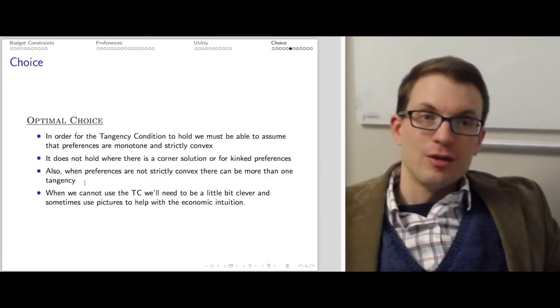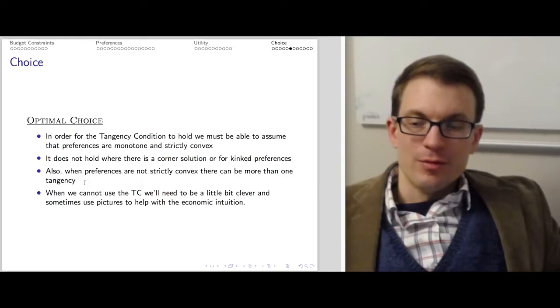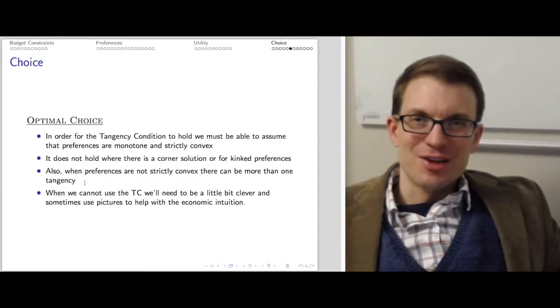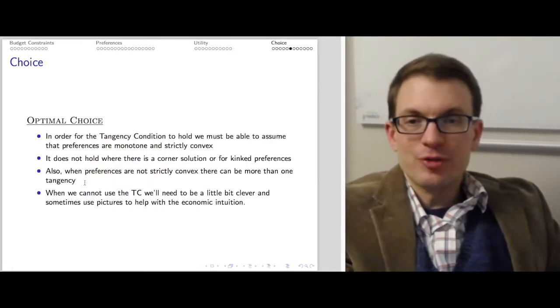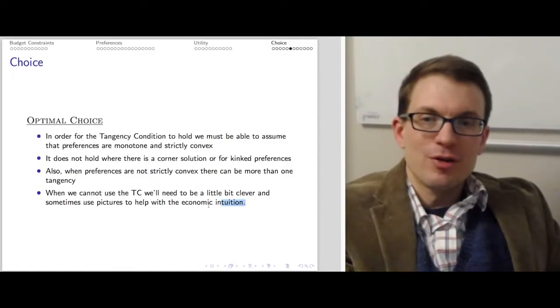In the case of perfect substitutes, the indifference curves are perfectly straight lines. What if that line is coincident with the budget line? What if it lies right on top of it? Well, in that case, everything along the budget line would be optimal. So when we cannot use the tangency condition, we have to be a little bit clever and sometimes use pictures to help with the economic intuition. That's why I show these. I'll show the pictures on the board.